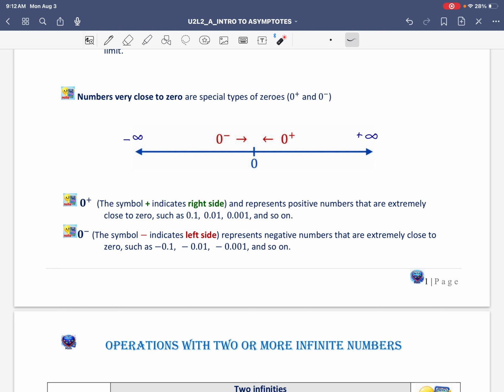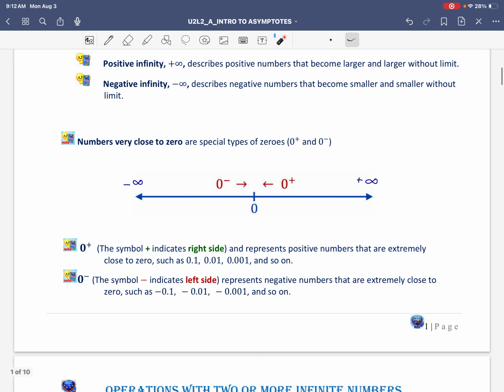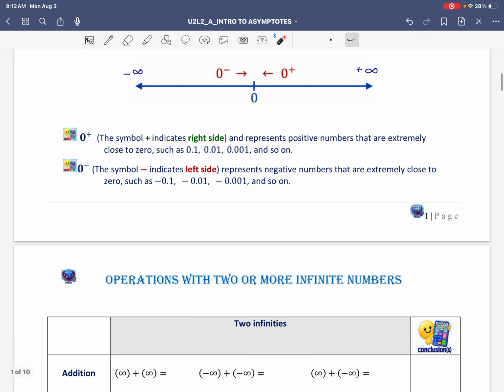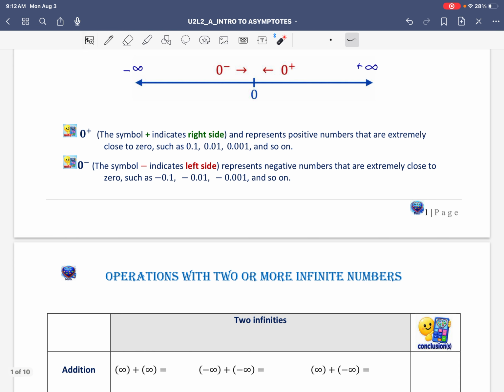Now, how do we perform operations involving these special values? Since infinity and values such as 0 plus and 0 minus are not specific numbers, we cannot always calculate the exact numerical result. Instead, we analyze the signs and estimate how the resulting values would behave. We'll examine the main mathematical operations such as addition, subtraction, multiplication, division, and powers, and determine how these values behave in each situation. We'll begin by exploring operations involving positive and negative infinity.